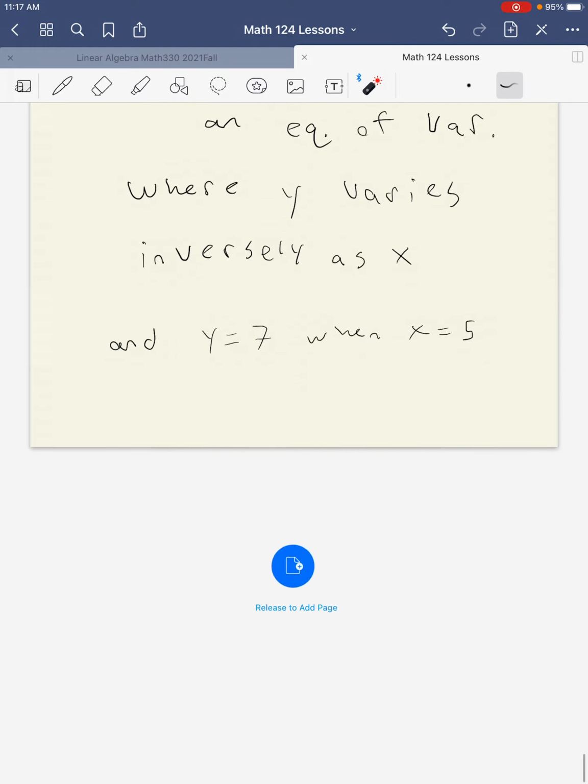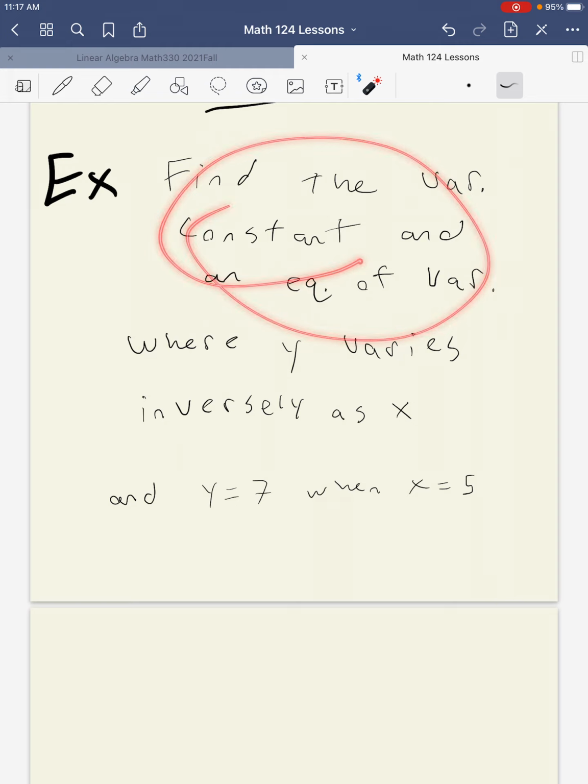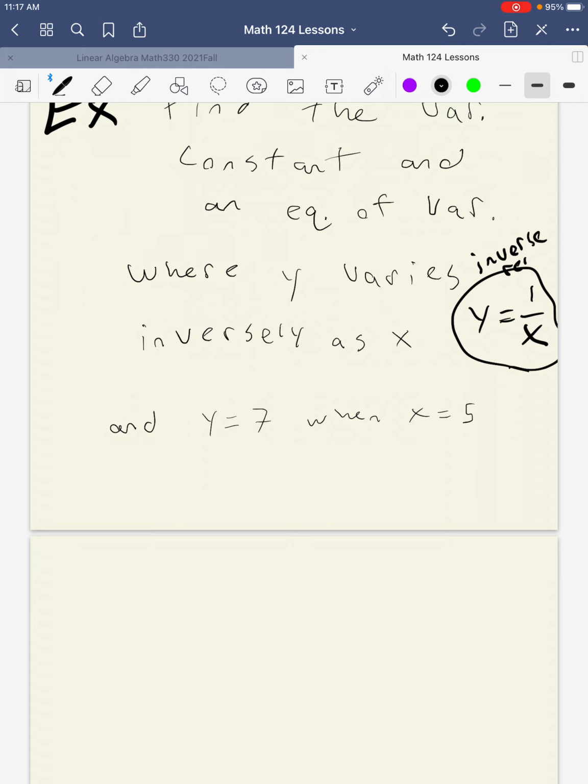So kind of a lot of vocab words here. Let's dissect this. Okay, so we have constant, the variational constant. We have y varies inversely, so a couple new vocab words here. Let me start with this, y varies inversely as x. What that means is that y will equal 1 over x. That's an inverse relation. Inverse relationship.